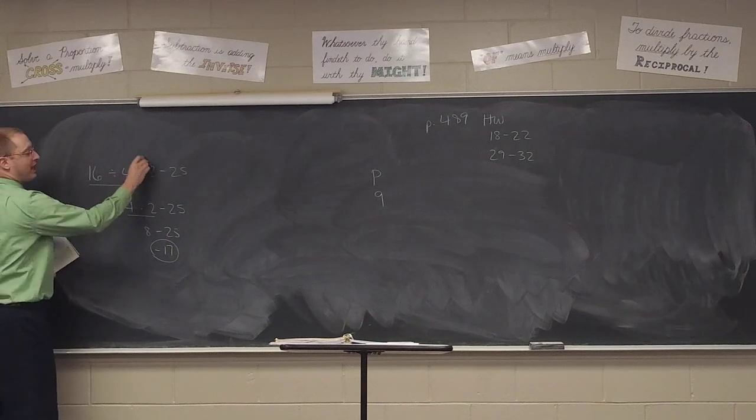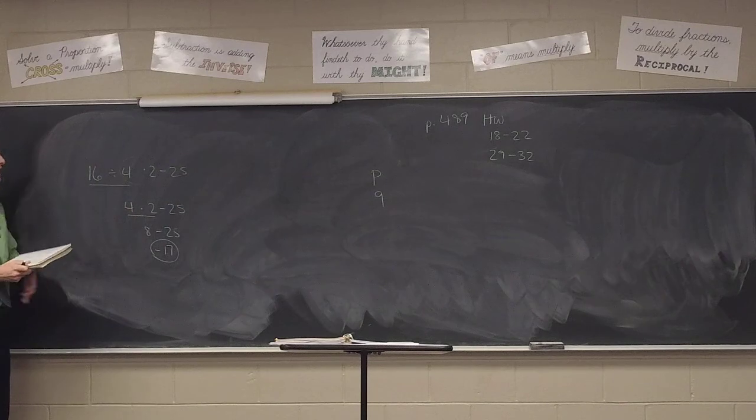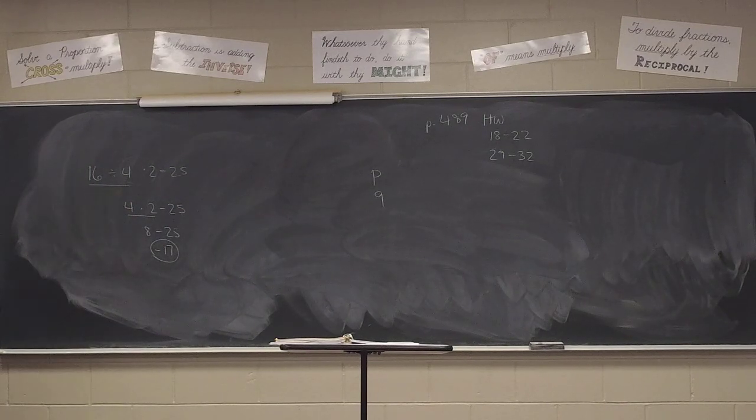Joshua, I think you multiplied to get 8. Yeah. Divided to get 2, and then did 2 minus 25. So again, it's multiply, divide. We actually have that up here.